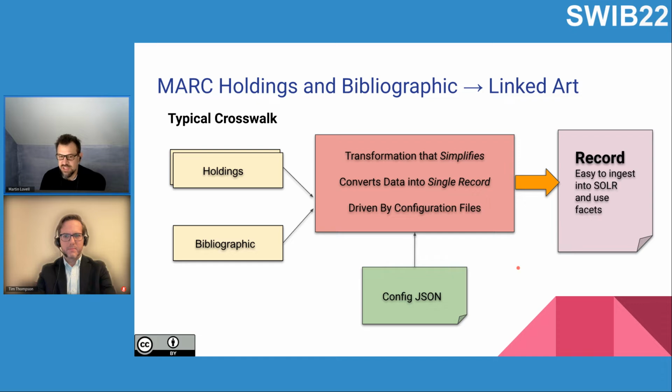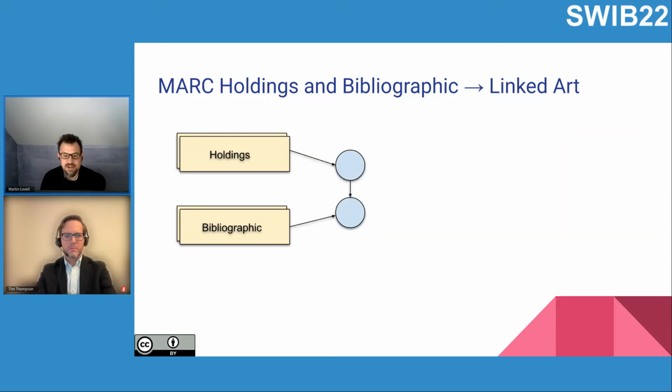This is our typical transformation where we take a holdings and a bibliographic record and we might convert it to a single record. And usually we're simplifying the data, and the facets and things like that are handled by the system using it. And we can also sometimes use just a single configuration file to do all the mappings. And this linked data, and LUX projects started out that way, but we soon realized it needed to be different.